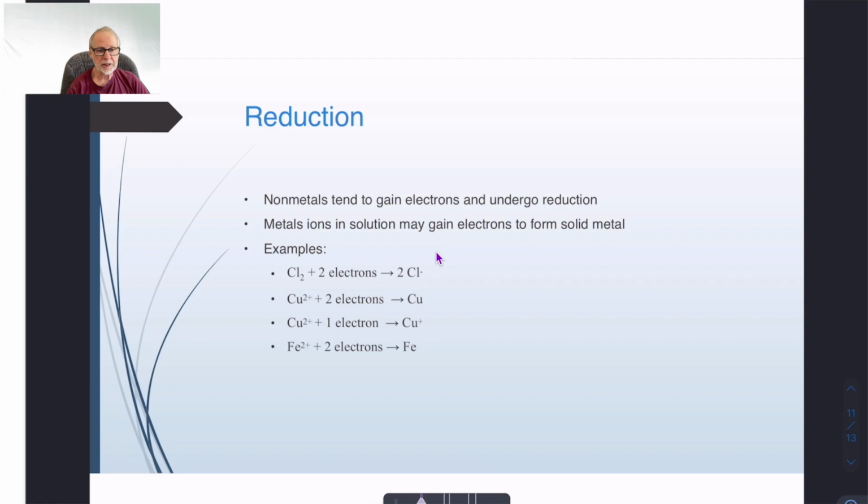All right, so for reduction, we have the same thing. Nonmetals have a tendency to gain electrons, and here are some examples. I would say nonmetals have a tendency to gain electrons, but I've also shown situations where copper ions would be reduced to form copper. We have a situation where it could gain 2 electrons to form copper metal, gaining 1 electron to form copper plus, and then iron can also gain 2 electrons to form iron.